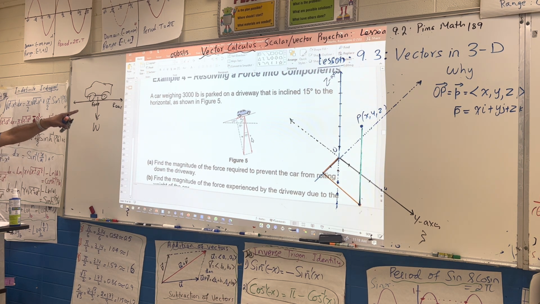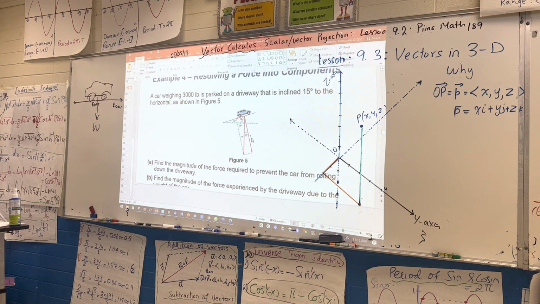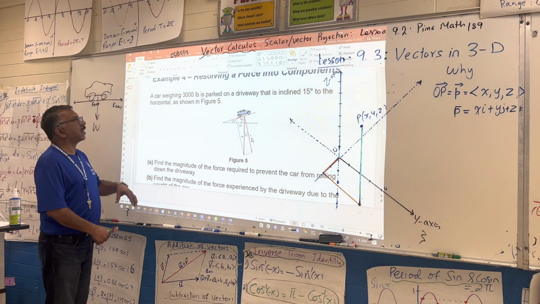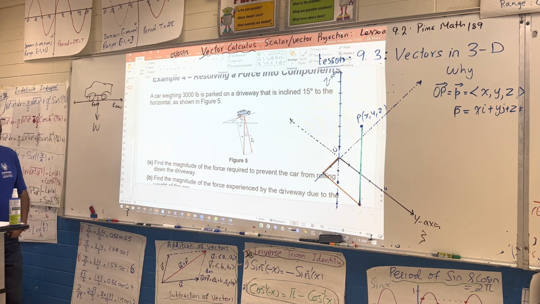Did you miss the question? Can you write this also? A car weighing 3,000 pounds. I think I missed that, I'm so sorry. As you write this, Valerie, can you read this question as you are writing also? A car weighing 3,000 pounds is parked on a driveway that is inclined 15 degrees to the horizontal, as shown in figure 5. Okay.